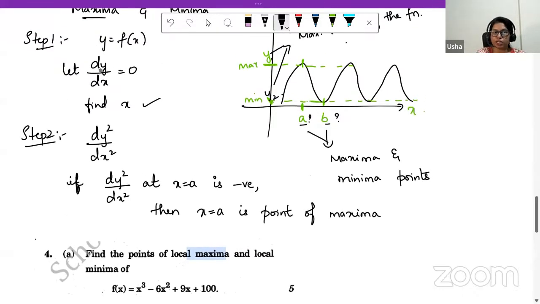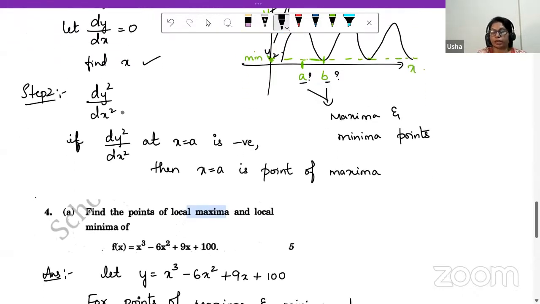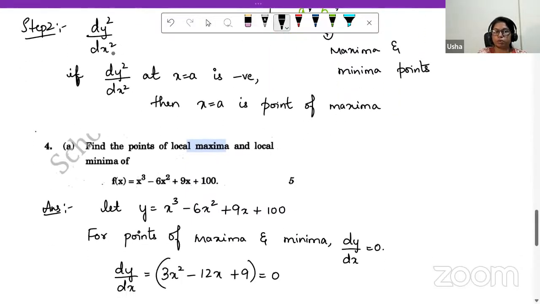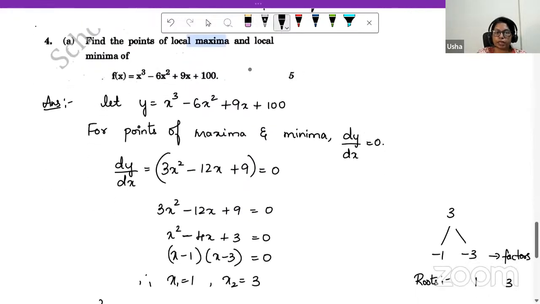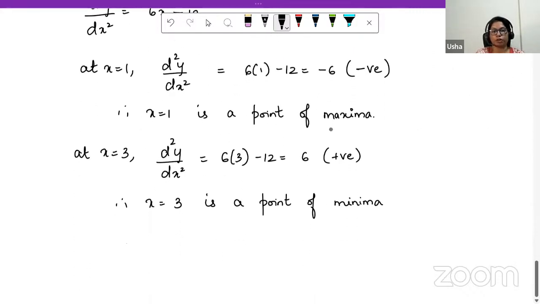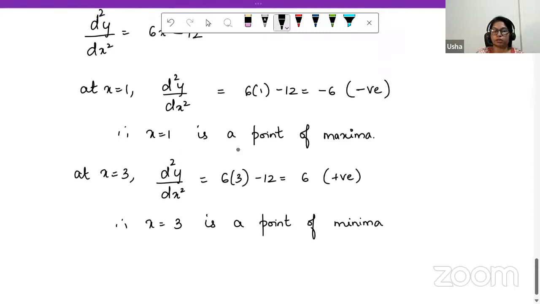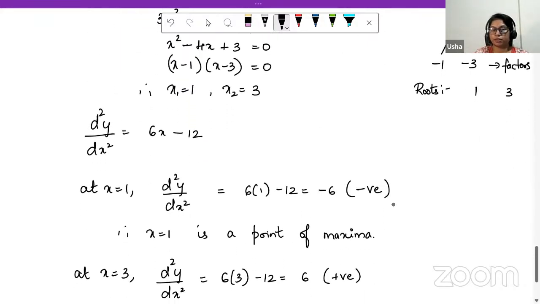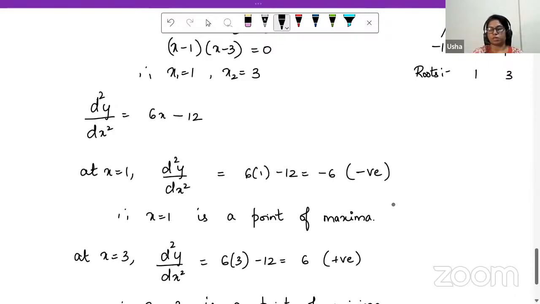Step 2 is to differentiate dy by dx again. You will get an equation. Now, whatever points you have got, one by one, you have to substitute each point in this d square y by dx square. If you get a negative answer, it is a point of maxima. If you get a positive answer, it is a point of minima. Opposite: for negative, it is maxima; for positive, it is minima. These are the local maximum and minimum. This is asked many times. You can practice this. All such questions will be the same.